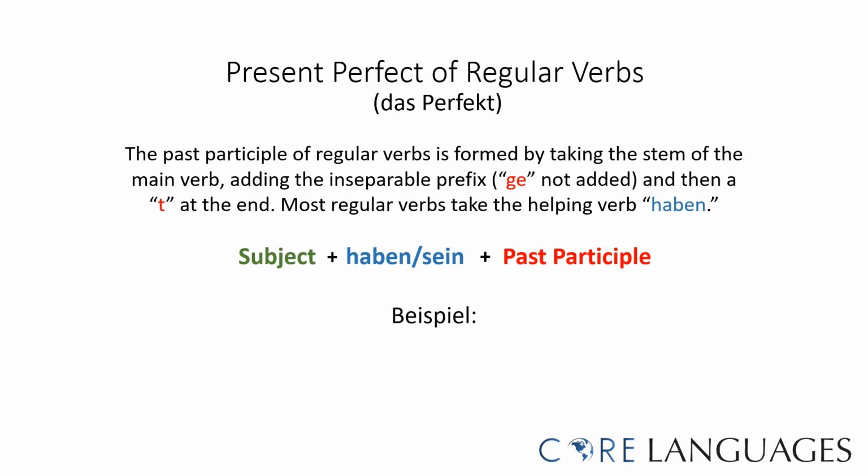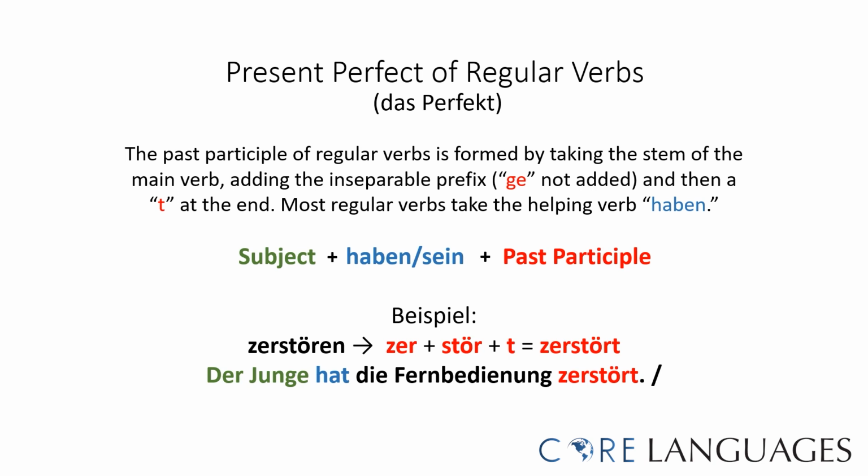For example, or zum Beispiel, zerstören. Stören is a regular verb. Zerstören is a regular verb with an inseparable prefix, zer. Zerstören means to destroy. The past participle of zerstören is zerstört. Der Junge hat die Fernbedienung zerstört. The boy has destroyed the TV remote.